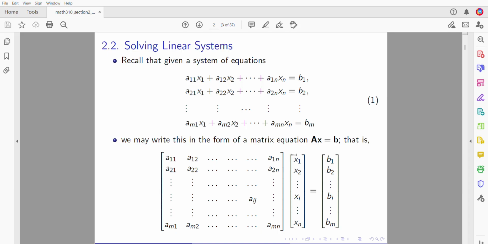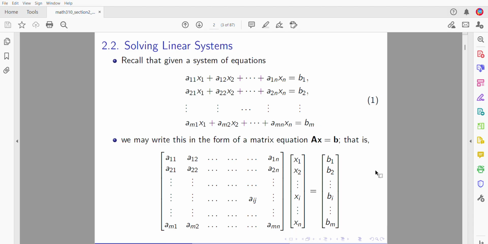That's your coefficient matrix. You have brought in all the coefficients. That's your variable matrix. It's a column matrix. Equals, that's your result matrix, which is the column matrix B. AX equals B.